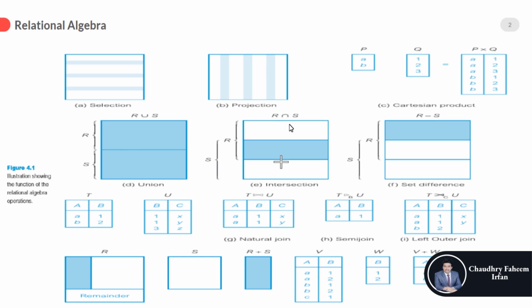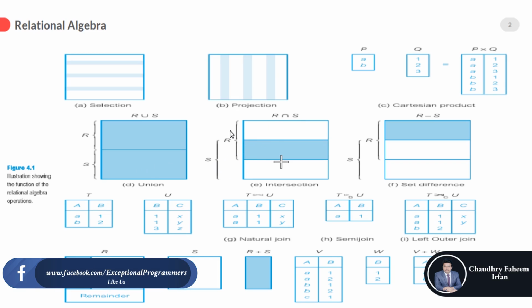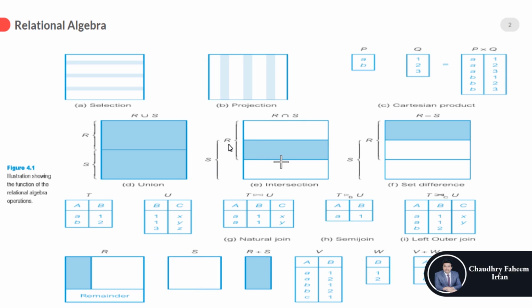R intersection S. We are going to select common tuples in R and S. Like 3, if R is equal to 1, 2, 3 and S is equal to 3, 4, the result will be the 3. R intersect S.